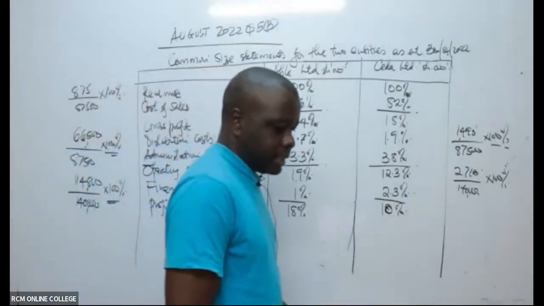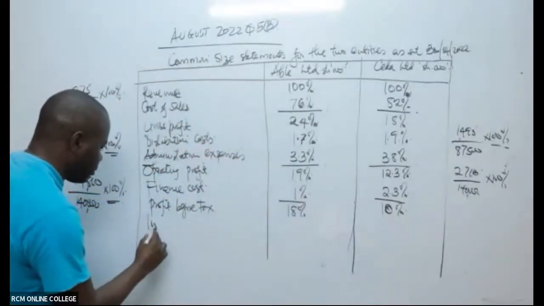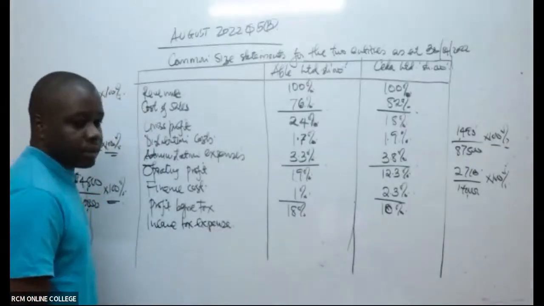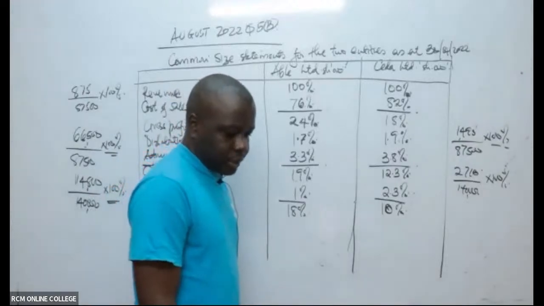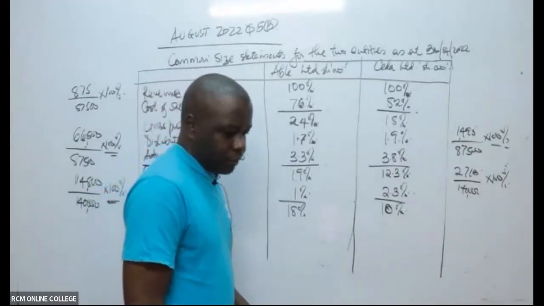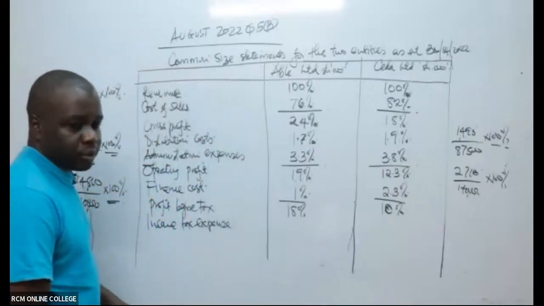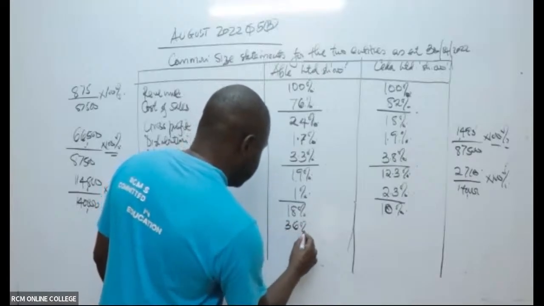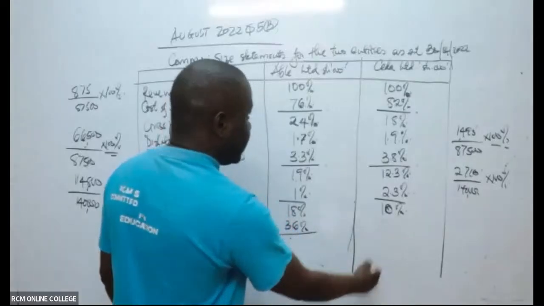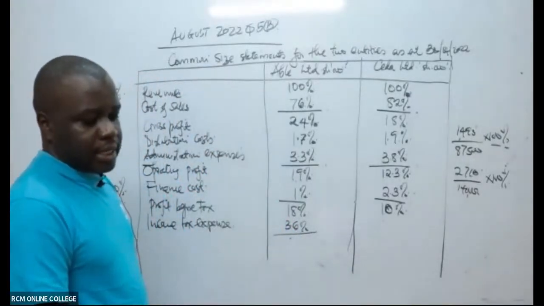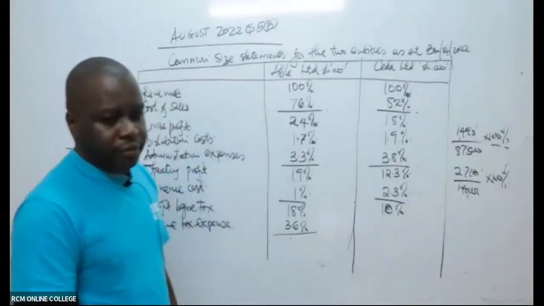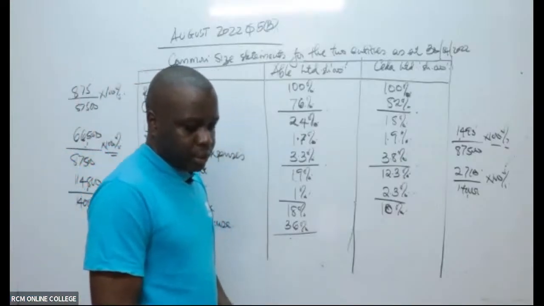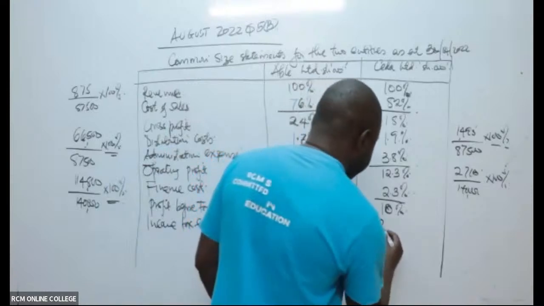Then the final item is income tax expense. So the income tax expense, you are getting what? You take 3150 over 87. Just the same procedure. Income tax expense, you're getting 3.6%. What about for SEDA? You take 3.5 divided by 87,500. You are getting 2.5%. Yes, 2.5%.